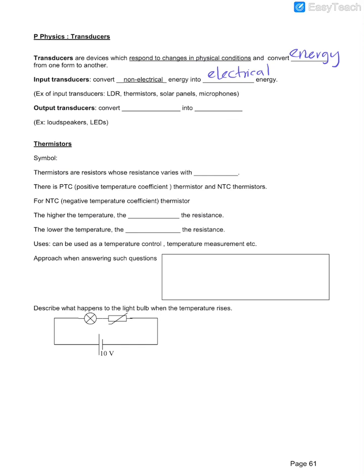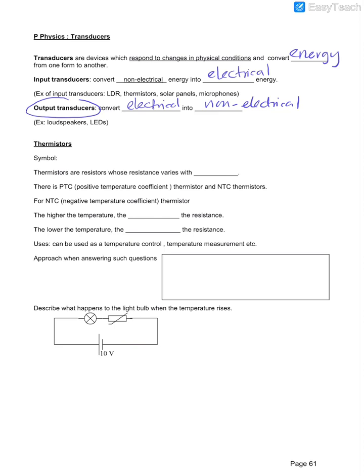Then on your other hand, you've got things which are called output transducers. Then it just goes the other way around. It's from electrical to non-electrical. So the easiest to understand would be a loudspeaker. Electrical, you plug to the radio, convert it. The electrical, you plug to the loudspeaker, convert it to sound. So that's your input and output transducers.